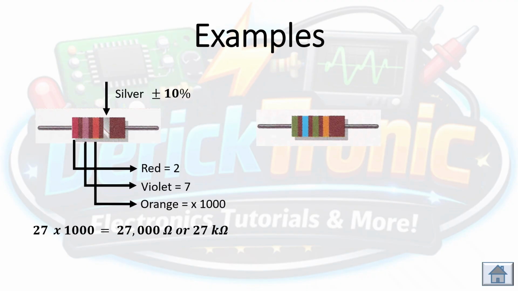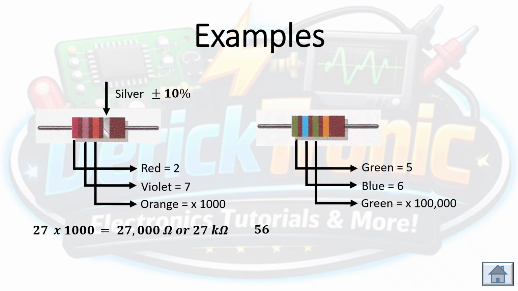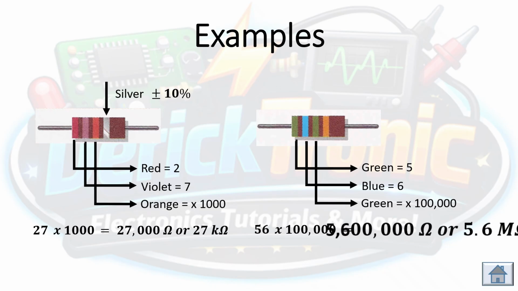Let's have another example here. Now for this resistor, let's take the colors one by one. The first color stripe is green, that's a 5. The second color stripe is blue, that's a 6. So we now have the first two digits of the value in ohms, which is 5 and 6, or 56. For the multiplier, we have a green. So that's 100,000 according to the table. We now have the multiplier, which is 100,000, which we need to multiply by 56, in which case we will get 5,600,000 ohms or 5.6 mega ohms. Here now is the nominal value of the resistor shown on the right.